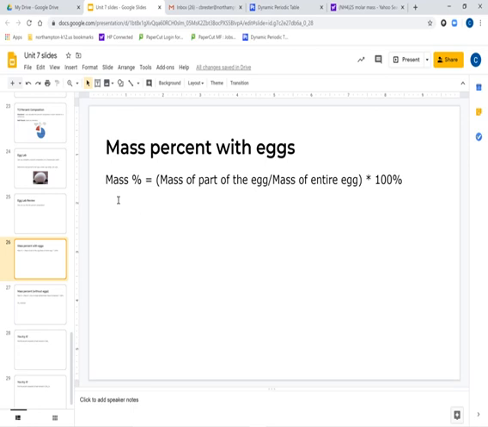Either way, the equation that we use stays the same. The mass percent, which is what we're solving for in percent composition, is equal to the mass of a piece of whatever you're looking at, so in this case, part of the egg, divided by the mass of the entire egg, times 100%.